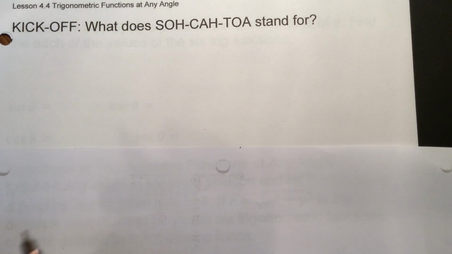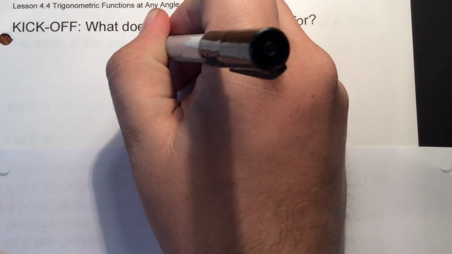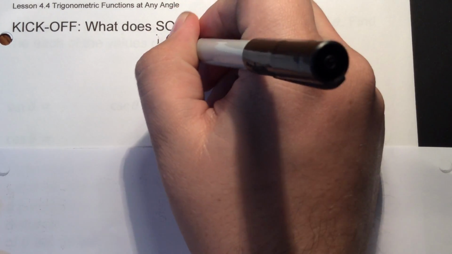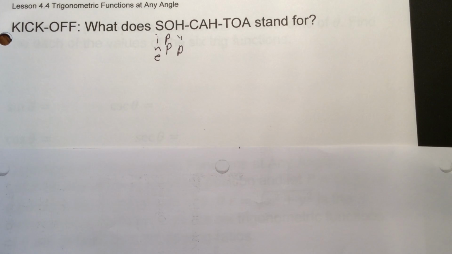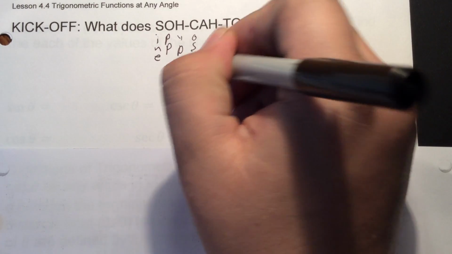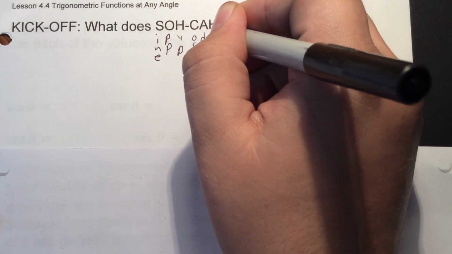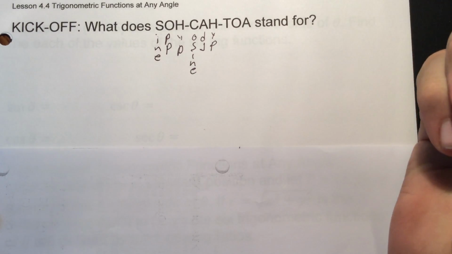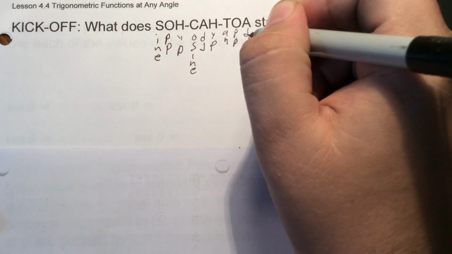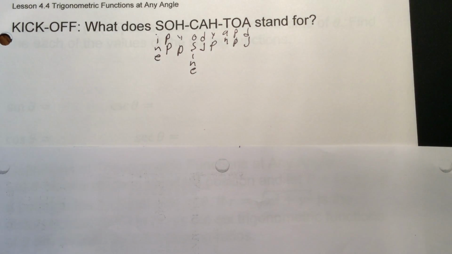What does SOHCAHTOA stand for? Well, SOH is sine, opposite over hypotenuse. So sine is opposite over hypotenuse. CAH, cosine, adjacent over hypotenuse. And lastly, TOA, tangent, opposite over adjacent. So SOHCAHTOA: sine opposite over hypotenuse, cosine adjacent over hypotenuse, and tangent opposite over adjacent.